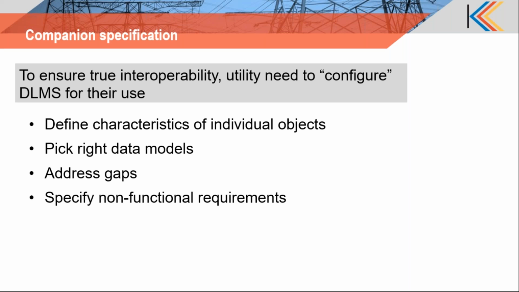And the last point is to specify the non-functional requirements. Non-functional requirements are those requirements which are not directly related or used for their utility business. It may not be the electricity values, or something that they directly use for billing purposes. For example, the security, the performance, the scalability. Such things of DLMS which are not directly related to metering or metering business can be called non-functional requirements, and those also need to be defined by utilities in their companion specification.